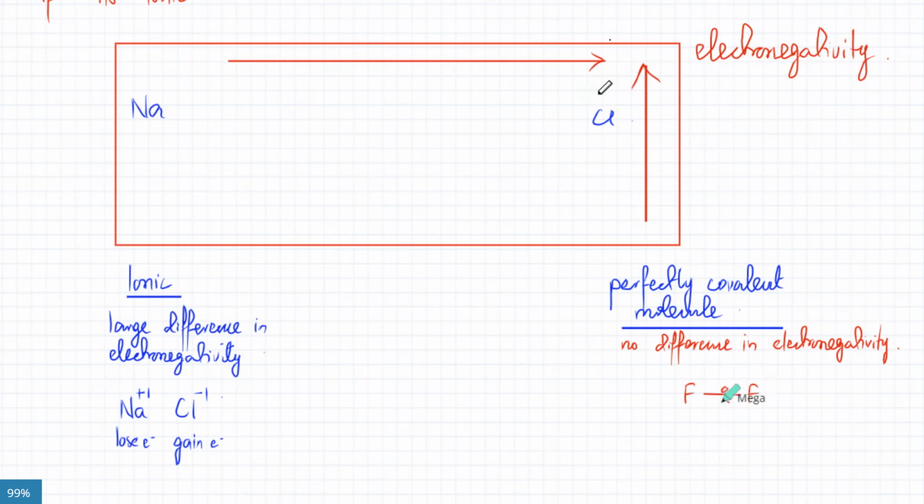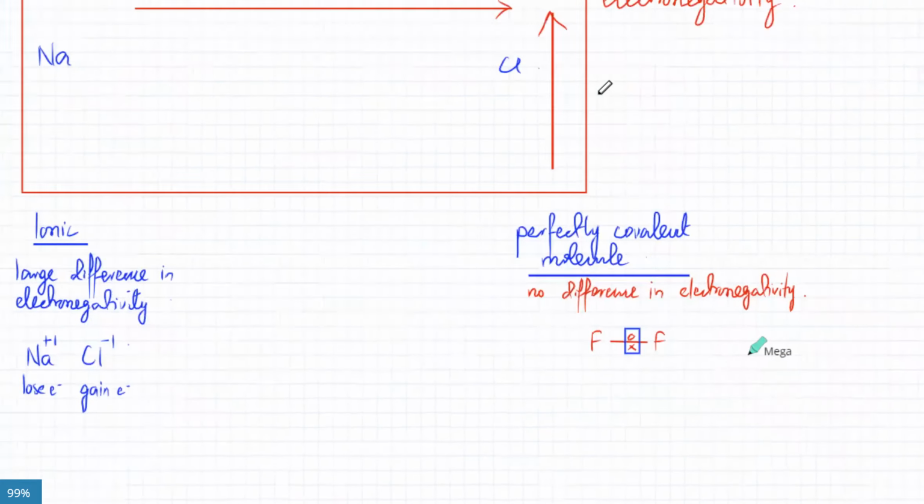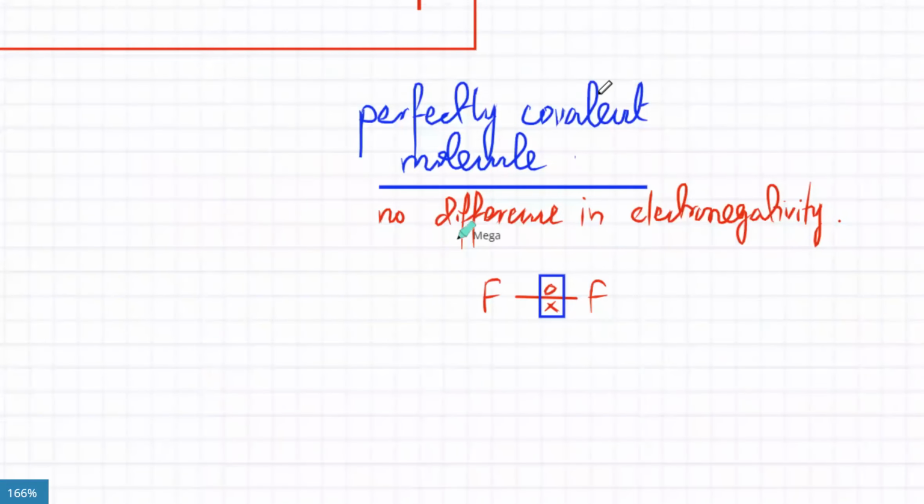The reason these electrons are stuck in the middle is because both of them have exactly the same electronegativity, which means one of them is trying to pull electrons towards itself. The other one is also trying to pull those electrons towards itself. And just like a tug of war, if both of them are pulling electrons with the same strength, then the electrons would stay exactly in the middle. No one ends up gaining electrons, no one ends up losing electrons. So instead, they share electrons.